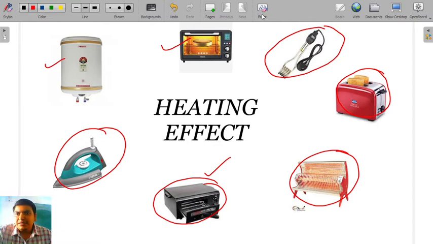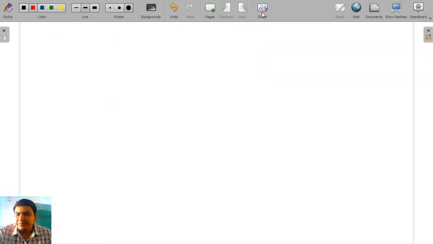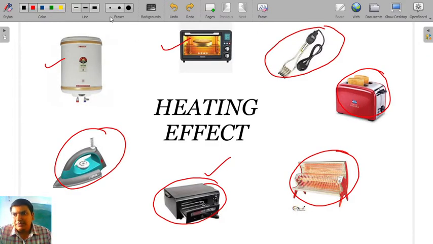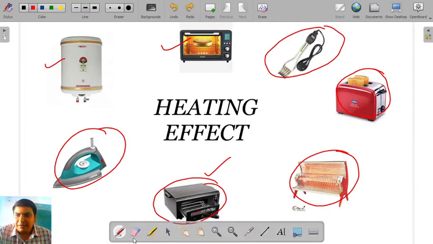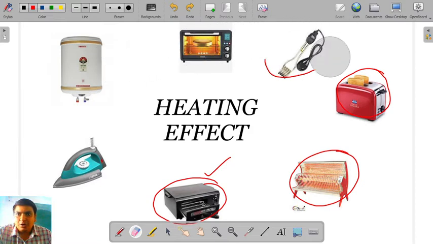Now you can see what is common in all these things. What is common? The common fact is the heating effect. As you can see in the middle, it is written over there. The common effect is heating. Heating is the effect which is common in all these appliances.